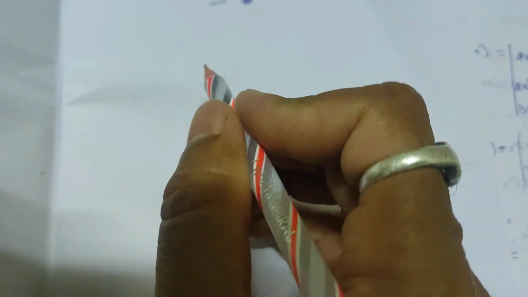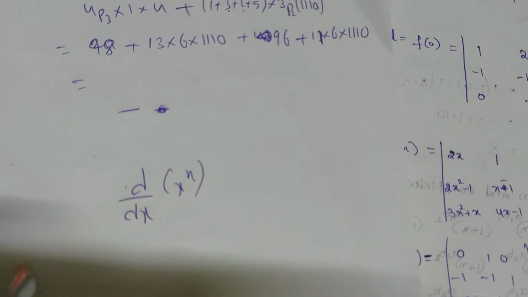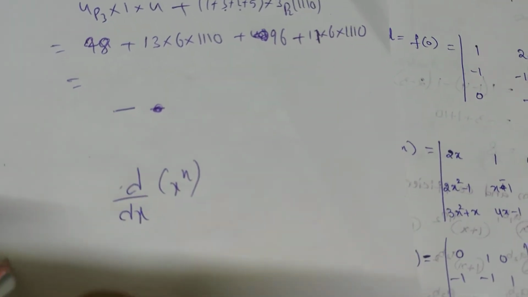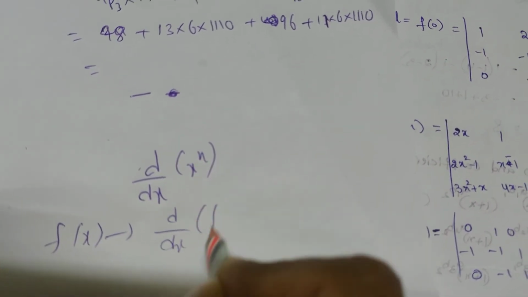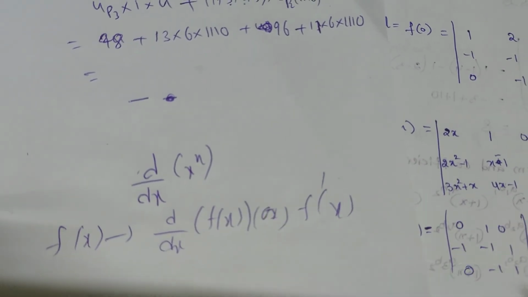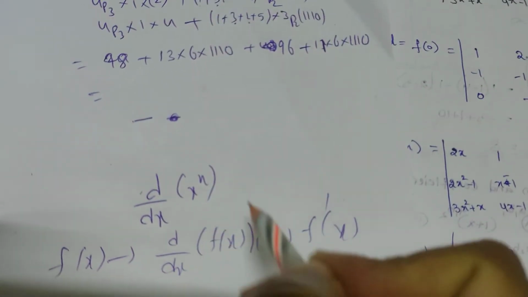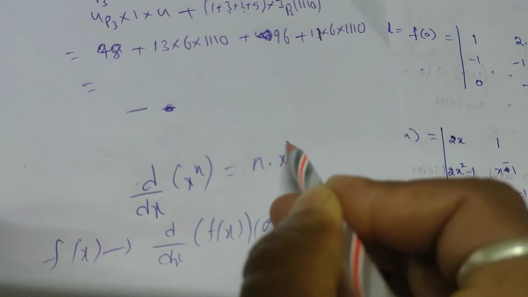Here I am giving some formulas of derivatives. The derivative symbol is d by dx of x power n. Actually, here we have written dash. If you have f of x, you can write its derivative as d by dx of f of x, or f dash of x. You can write either, no problem. Generally dash means derivative. So how to do this derivative: n into x power n minus 1.